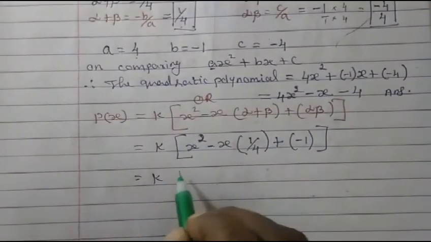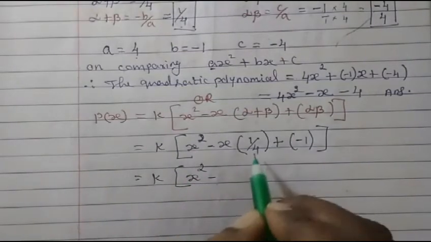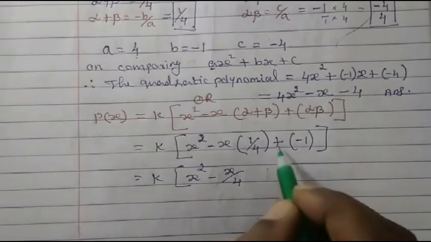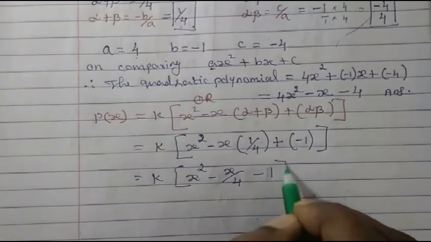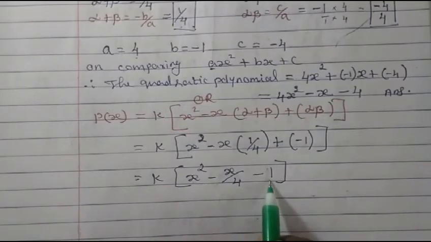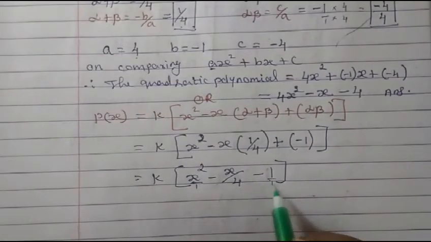So now k as it is, x square; this minus x into 1 will get x, and 4 into minus will become minus 1. Now in the denominator, here we don't have anything. Here also in the denominator, we don't have anything. So we have to see that we get everywhere the same. So here we consider 1, here also we consider there is 1.